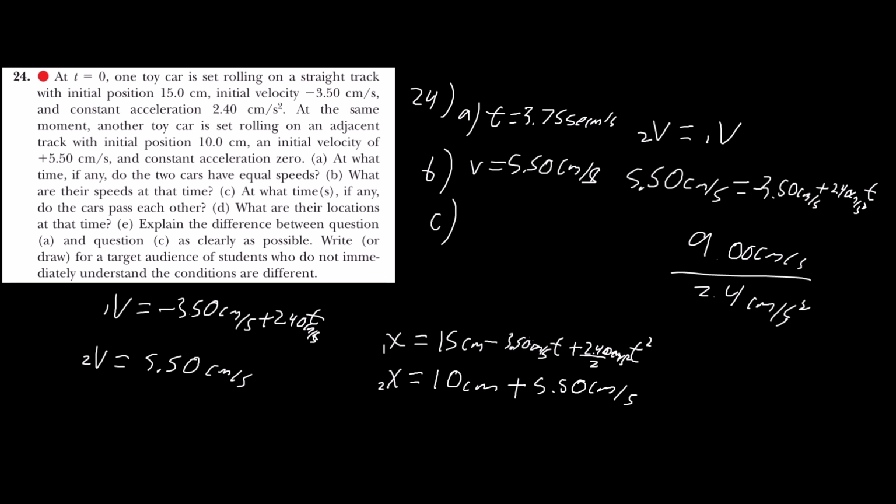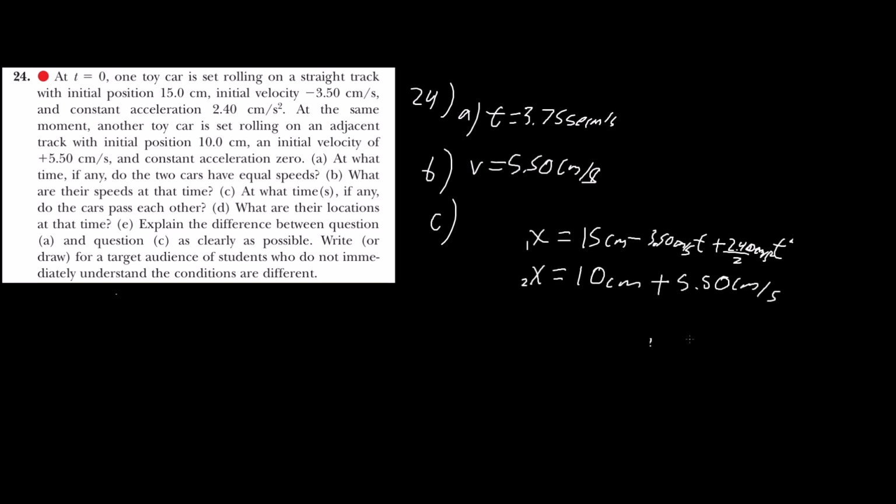Since this starts at negative 3.50 centimeters and it's slowing down, I highly doubt it's going to reach farther than 5.50. All right, so at what time, if any, do the cars pass each other? Let's answer that. That's another way of saying when these two equations are equal to each other.